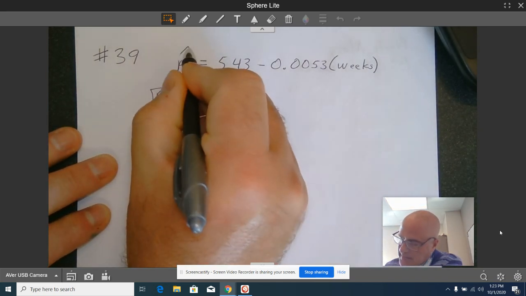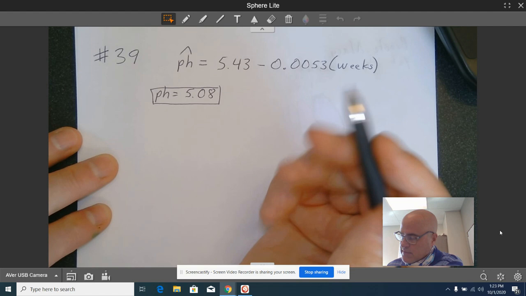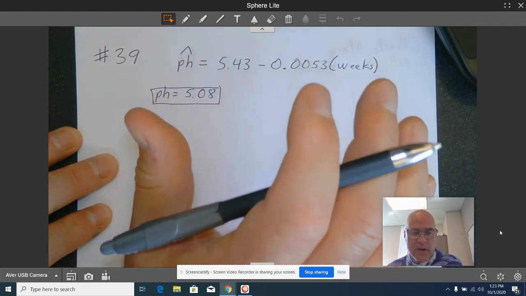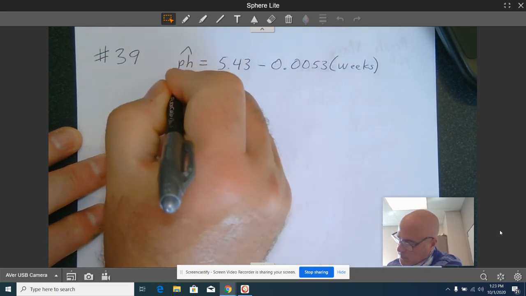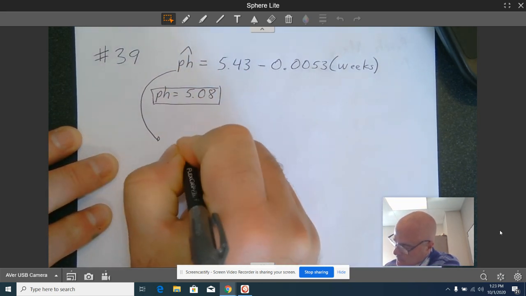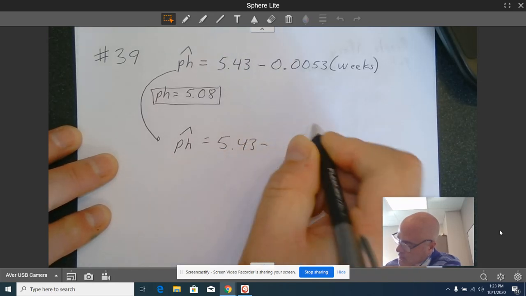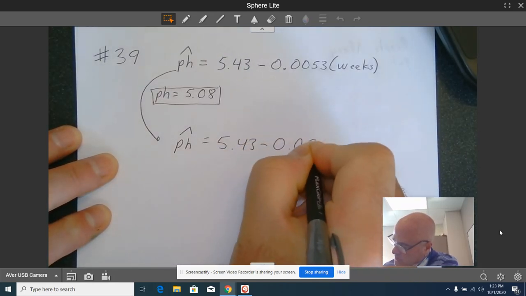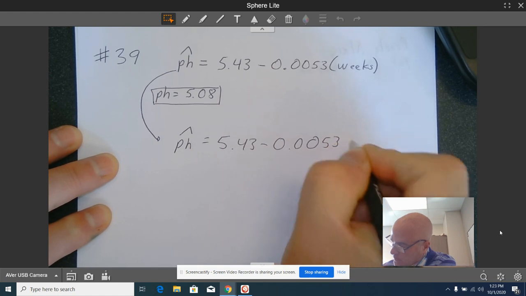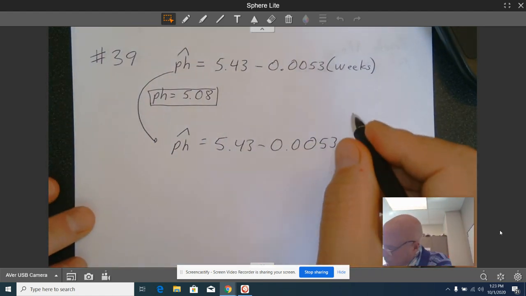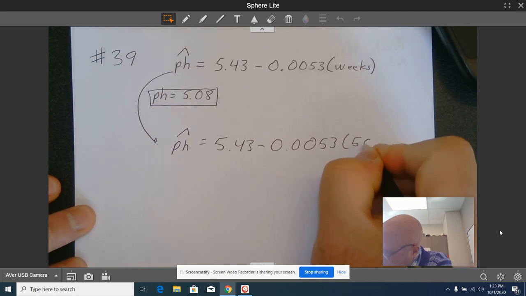This is called pH hat, H-A-T. That just stands for your regression line or your trend line that you use to make predictions. So I'm going to come around here. So pH hat equals 5.43 minus 0.0053. I want to double check those zeros. I feel like I got one too many. Nope, there's two, times the 50 weeks.